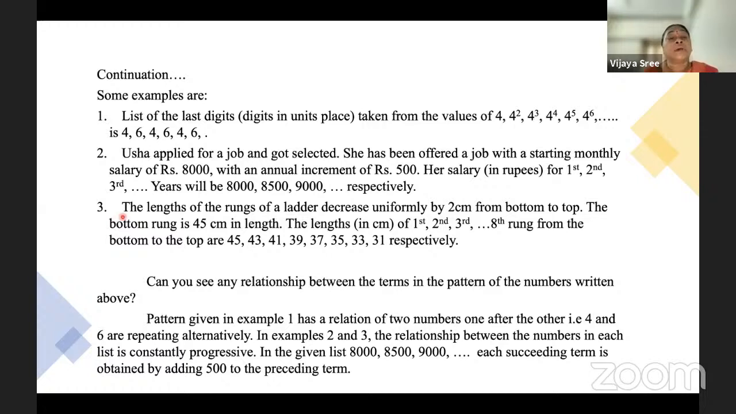Here, the length of the rungs on a ladder decreases uniformly by 2 centimeters from bottom to top. The bottom rung is 45 centimeters in length. The lengths in centimeters of the first, second, third, and so on, up to the eighth rung from the bottom to the top are 45, 43, 41, 39, 37, 35, 33, 31, respectively. Can you see any relationship between the terms in the pattern of the numbers written above? Yes. In the pattern given in the first example, there is a relation between two numbers, one after the other.